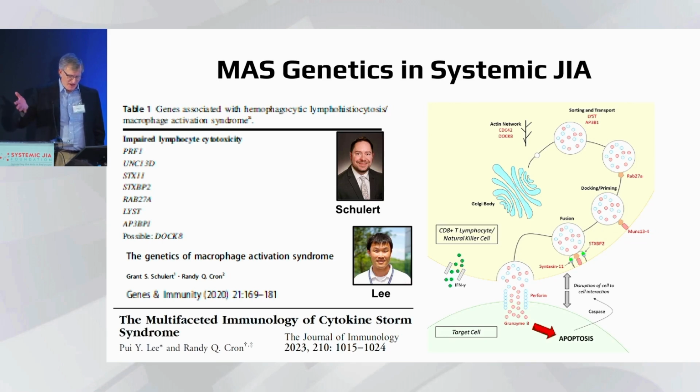So the yellow cell on the top is either a natural killer cell or a CD8 T cell, and one of its functions is to kill off infected antigen-presenting cells or target cells. And if you're defective in perforin or any of these genes we've talked about that are listed there in red, it's going to affect that.